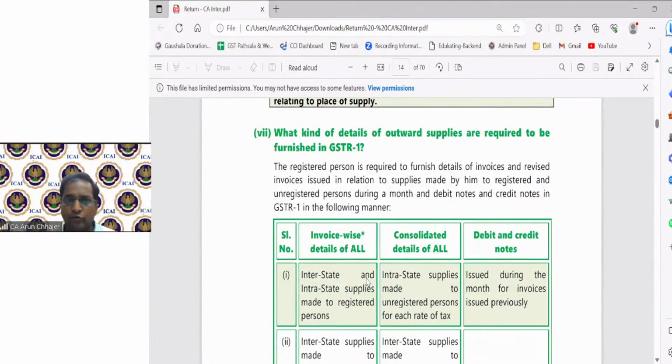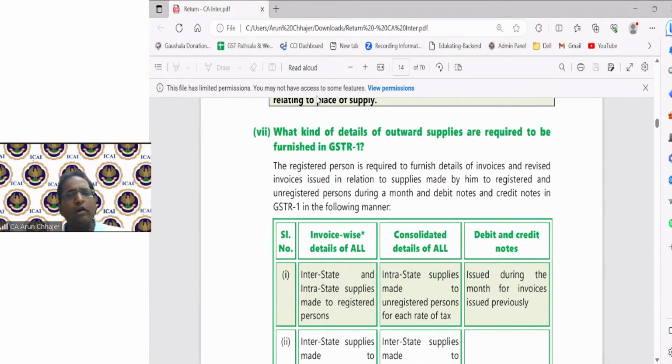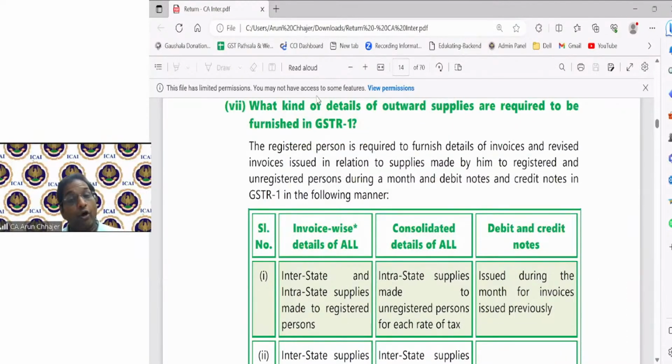Now, you need to report all sales, whether it is exempted, whether it is taxable, whether it is registered, unregistered, intra, export, deemed export, SEZ, all types of details you need to add. And all types of debit notes and credit notes.